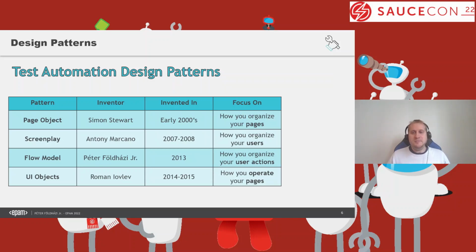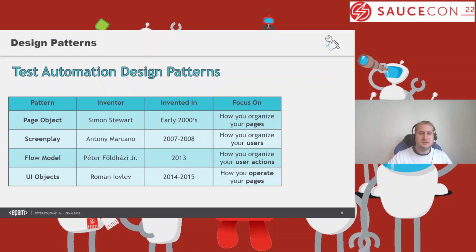So how these different models differ is that the first one, the page object, focuses on how you organize your pages. The screenplay, which is leveraged in Serenity BDD primarily, focuses on how you organize your users. The flow model focuses on how you organize your user actions. And lastly, the UI objects focus on how you operate your pages. So each of these answers slightly different questions, and basically you could even combine all four of these and have an even better test automation solution.